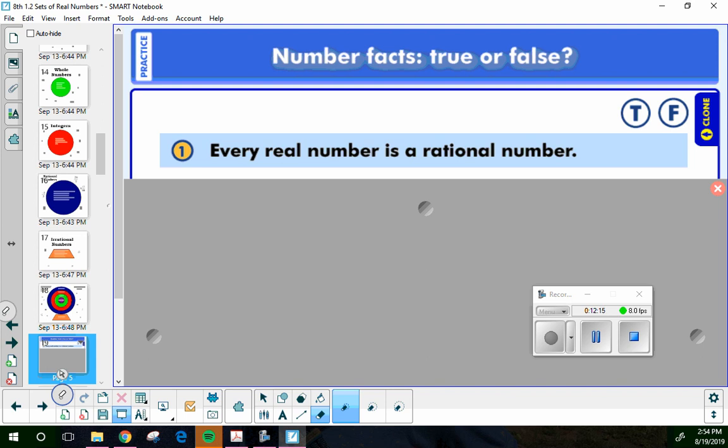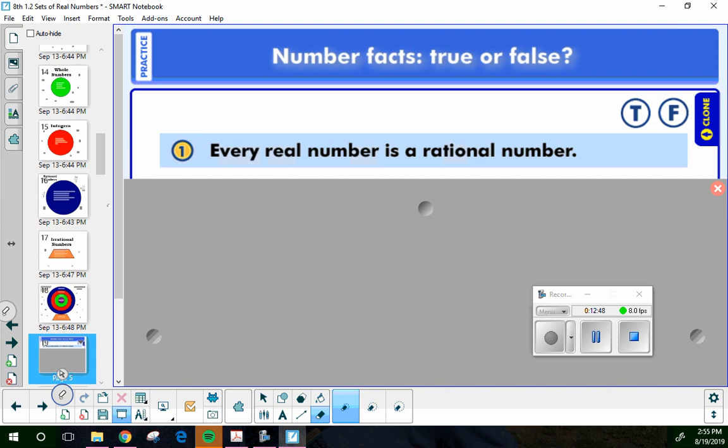T for true, F for false. Are you ready? And this is what you're going to look at. You're going to look at the front of your foldable to see this. Every real number is a rational number. Don't hold them up just yet. Every real number is rational. T for true, F for false. Hold your boards up. Let me see what you got. If you're getting it wrong, I don't care. I just want to know.